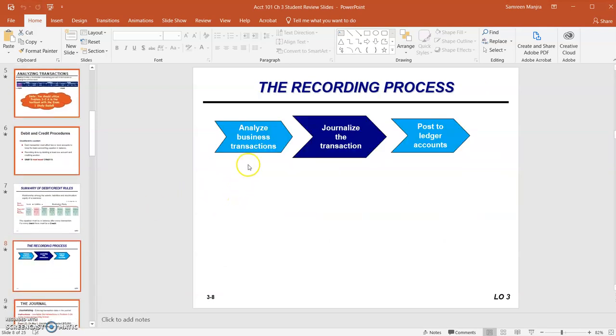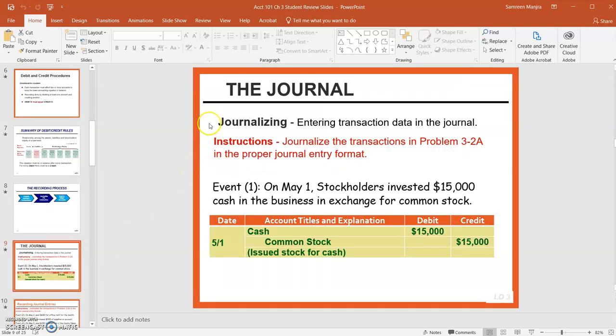So in our recording process, we started off with analyzing the business transactions. Now we're going to talk about journalizing the transaction. So journalizing means that you enter the transaction data into the accounting records. If we continue with the same example that we started off with, on May 1st, which is the date of the transaction, the journal entry needs to note the date of the transaction so that way revenues and expenses are being recorded in the proper period.